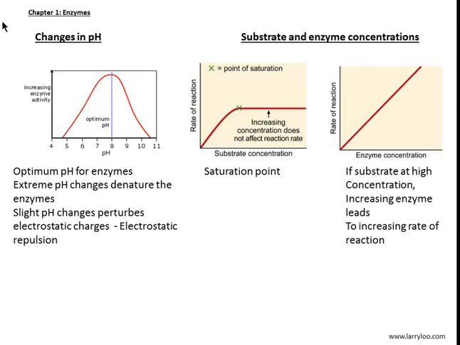Substrate and enzyme concentration. Now, suppose substrate concentration has already reached its saturation point, adding more enzymes will not increase the rate of reaction as indicated by the horizontal line shown. This is due to the enzyme not having enough substrate molecules to act on. However, if the substrate is at a high enough concentration, adding more enzymes will lead to increasing rate of reaction as shown in the ascending line.